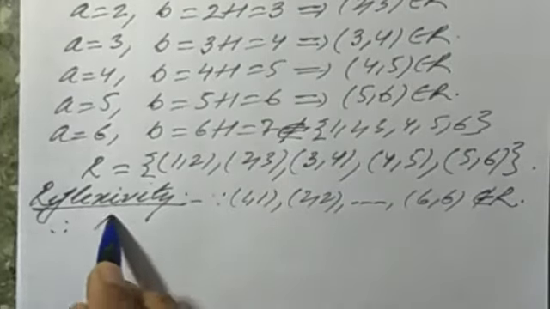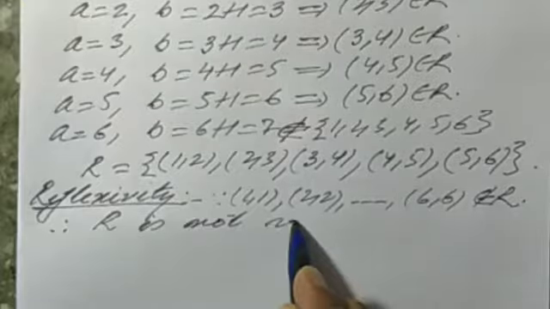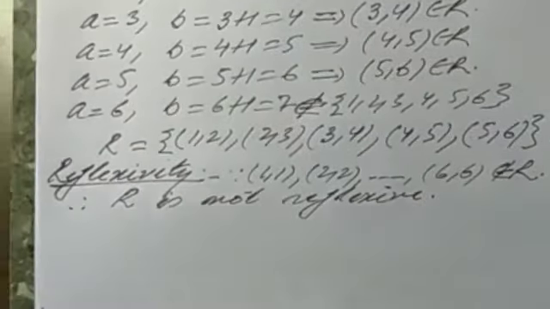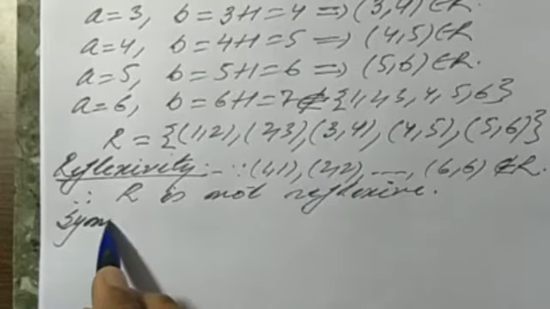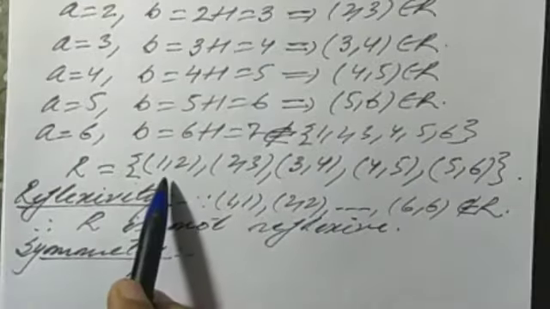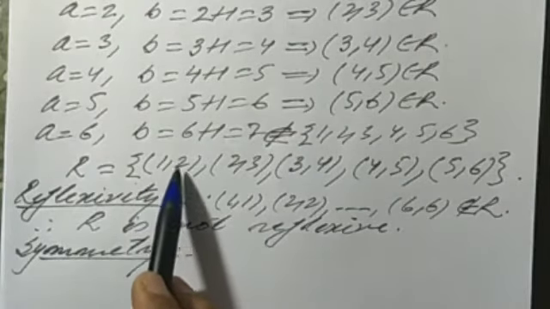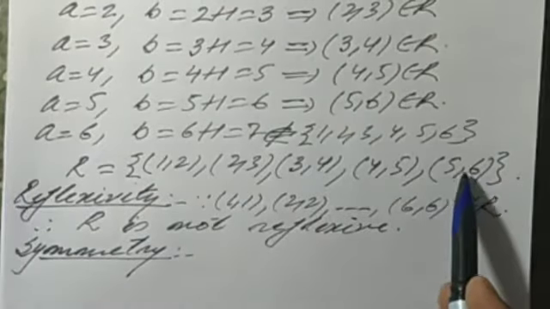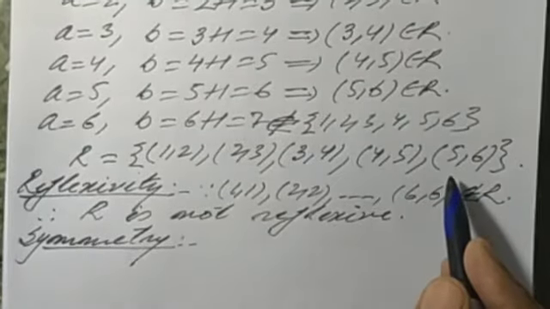So R is not reflexive. Now let us discuss symmetry. As it is quite clear that the reverse of any ordered pair is not contained by the relation: (1, 2) is there but not (2, 1), (2, 3) is there but not (3, 2), and so on up to (5, 6). The reverse of any ordered pair is not contained.